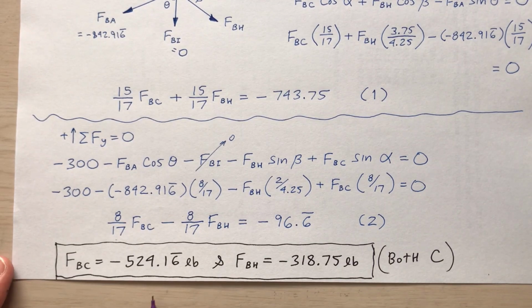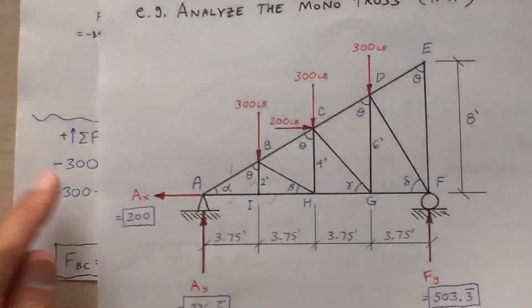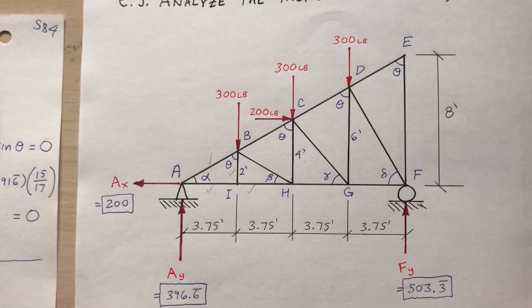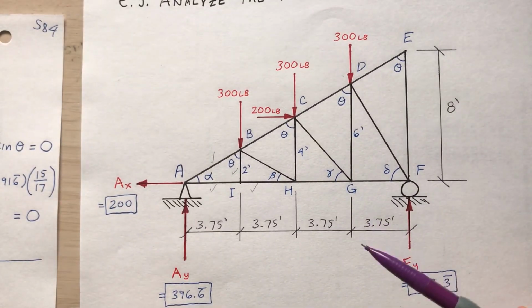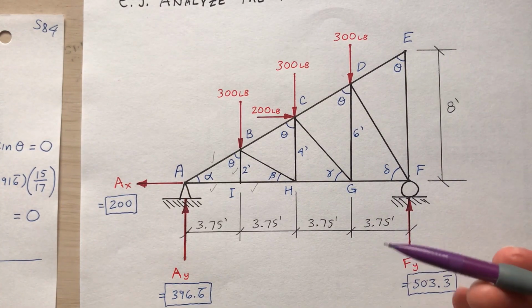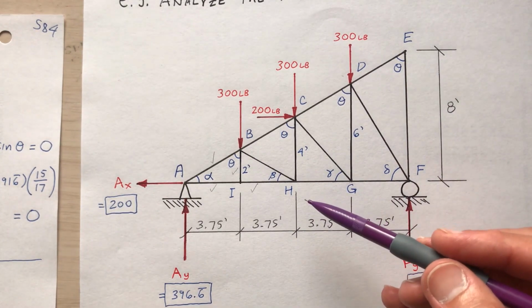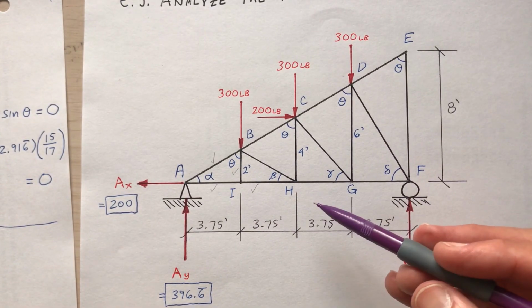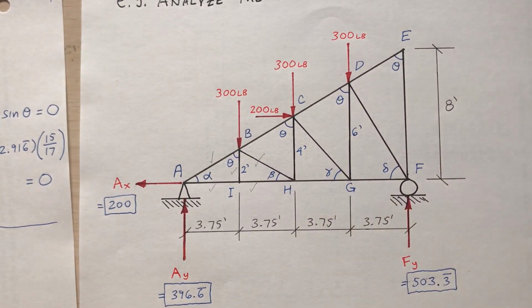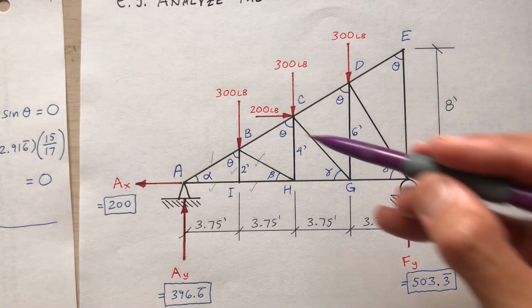And solving those 2 equations, I get F sub BC 524.16, the 6 repeats, pounds in compression. F sub BH 318.75 pounds in compression. Okay, so now I'm going to go back to my original drawing and check these off. If I had a bigger drawing, I could write the numbers directly on the figure. But this is a pretty small drawing, so I'm not going to try to squeeze in too much information. So F sub BH, I got that. And I got F sub BC. BC, where is that? Right here.